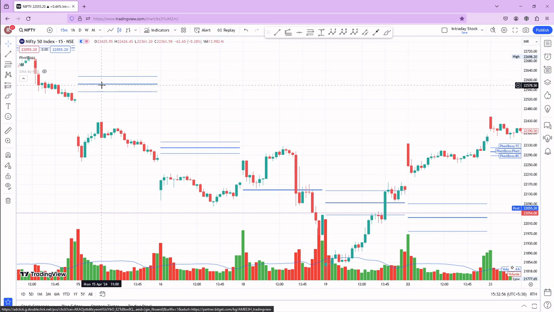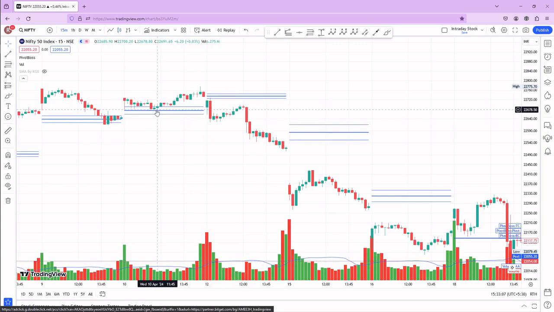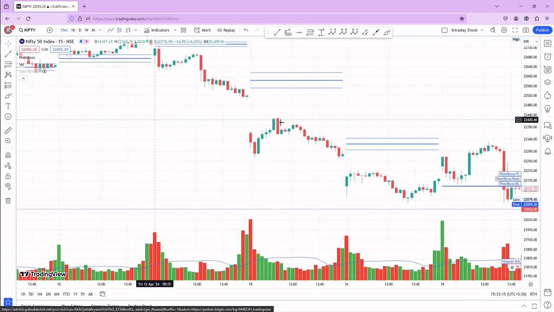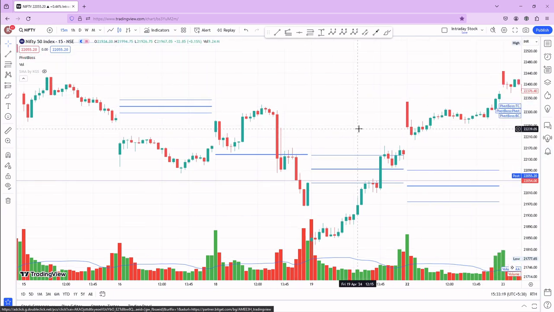Is this called virgin CPR? Yes, this is also called virgin CPR. Is this called virgin CPR? No, because this one candle touched the CPR, so this is not a virgin CPR. Is this a virgin CPR? No. Is this a virgin CPR? No. Is this a virgin CPR? Yes, this is a virgin CPR. Okay, so the possibility of facing resistance or support at virgin CPR is always there.